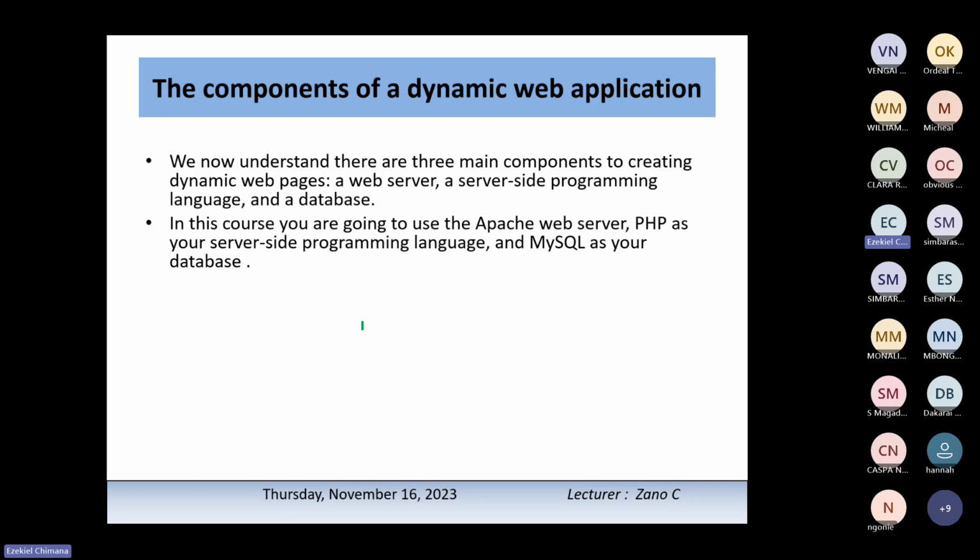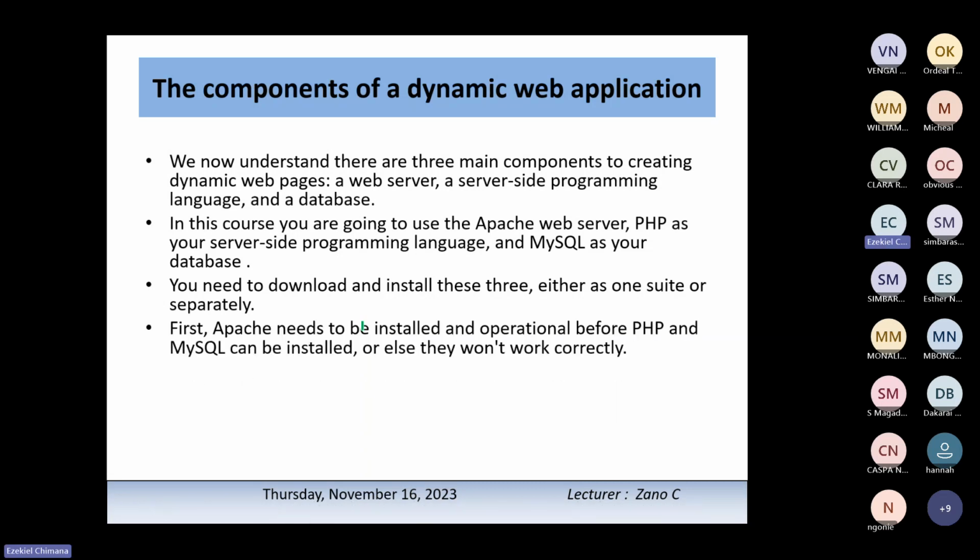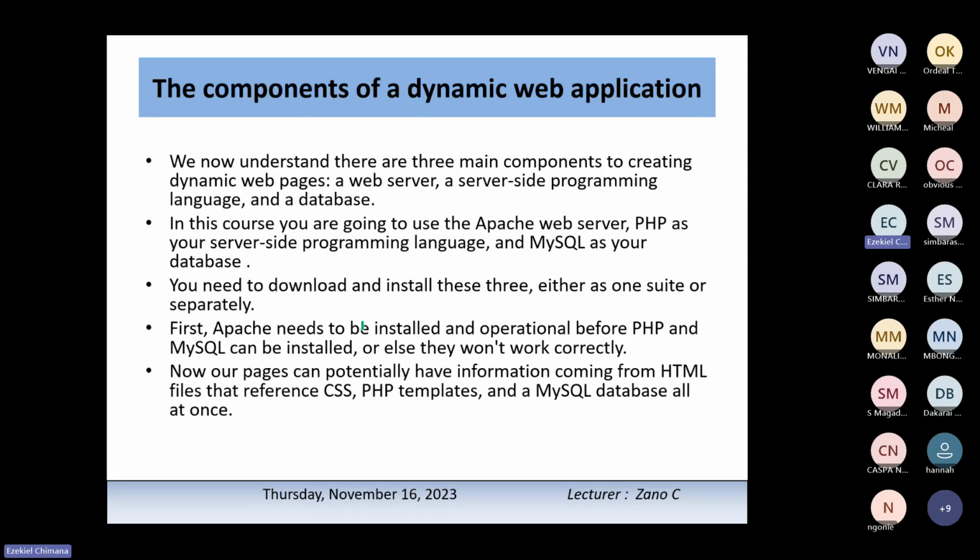And the Apache web server normally comes in what? In WAMP or in XAMPP. So you need these three either as one suite, or you can download them separately. First, Apache needs to be installed and operational before PHP and MySQL can be installed, or else they won't work correctly. So the procedure there is to install Apache first, and then you can install PHP and MySQL.